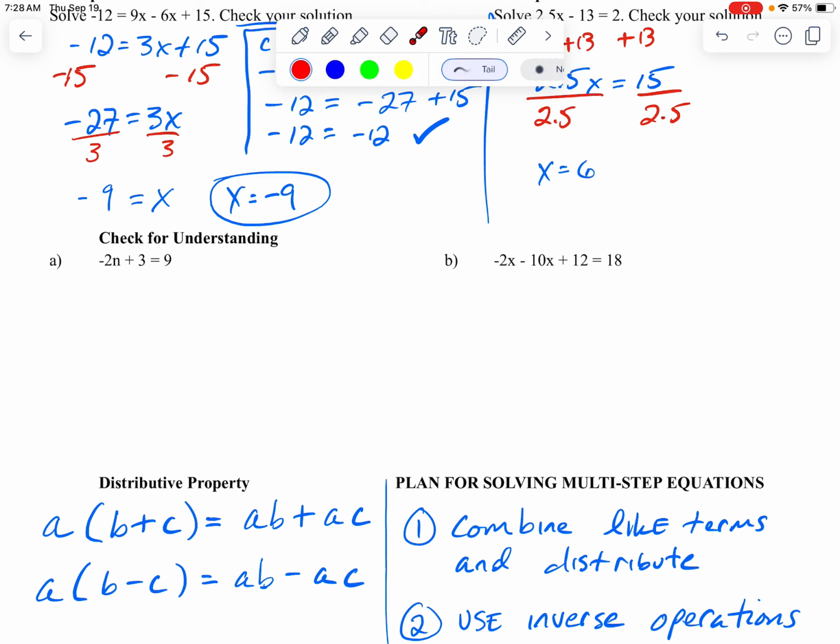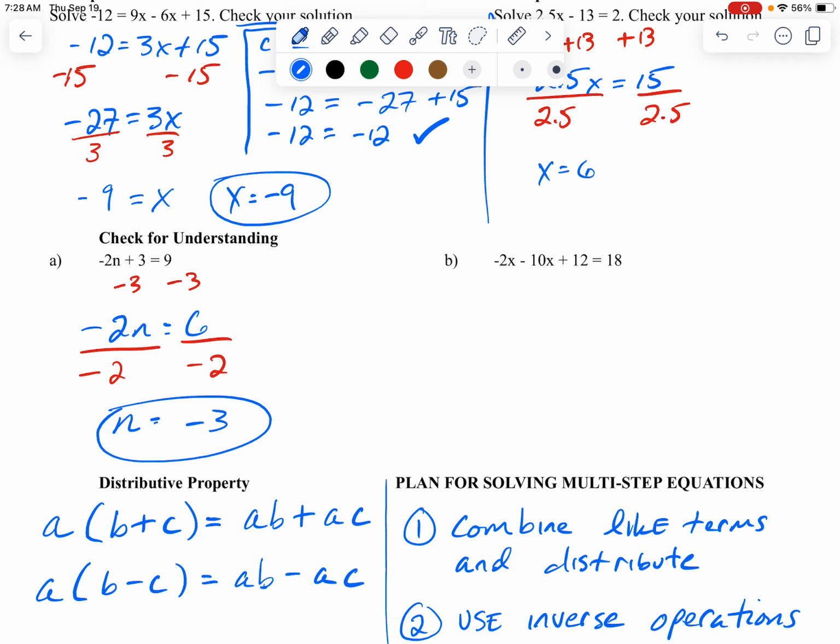Here, I would definitely just try these two on your own. All right, this is your opportunity to try something really similar to what we just did. I'm going to go through the solutions quite quickly. So here, again, we want to get rid of the plus 3 first. So I'm going to subtract 3 from both sides. Negative 2n equals 6. Undo that multiplication by dividing by negative 2, and you should get n equals negative 3.